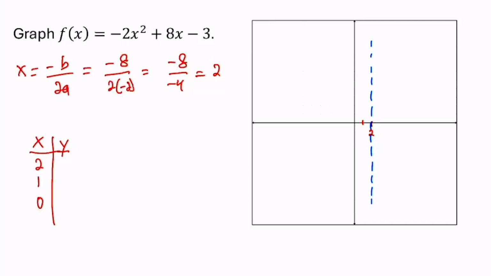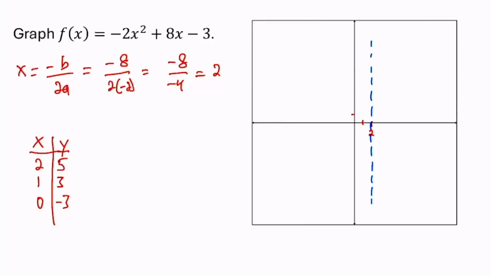Now, if we plug 2 into our function, I have my calculator right here. Negative 2 times 2 squared plus 8 times 2 minus 3. That gives us 5. If I plug in my 1 into the same function, that gives us 3. If I plug in 0, that gives me negative 3. Awesome. So let's plot some points.